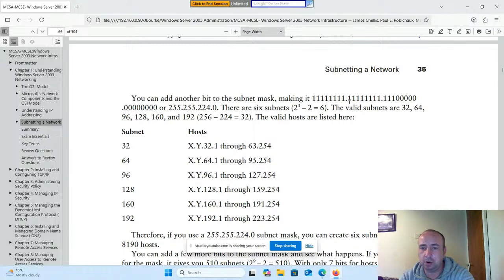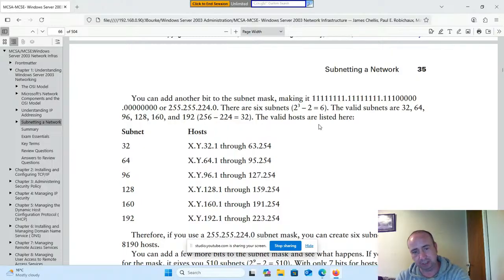11111111.11111111.11100000.00000000, or 255.255.224.0. There are 6 subnets: 2 to the power 3 minus 2 equals 6. The valid subnets are 32, 64, 96, 128, 160, and 192. 256 minus 224 equals 32.